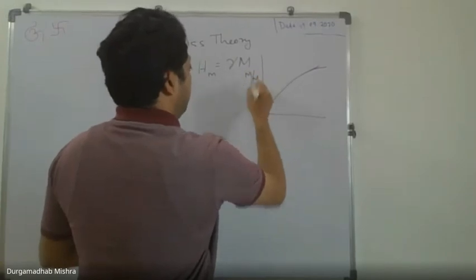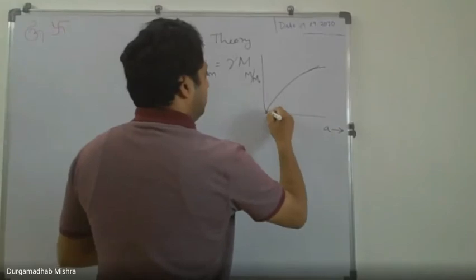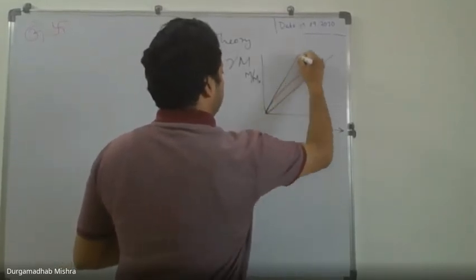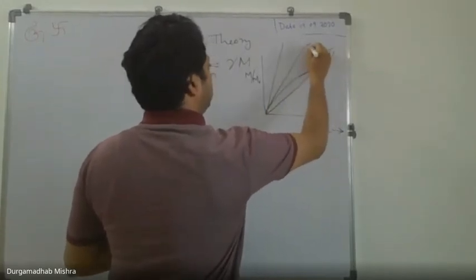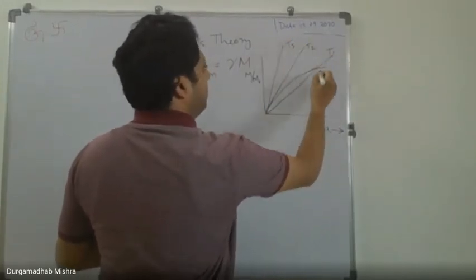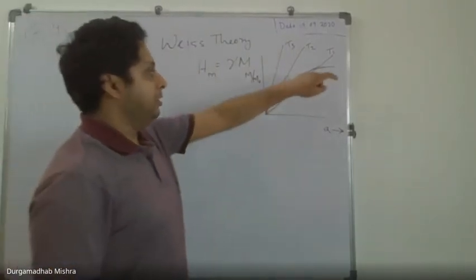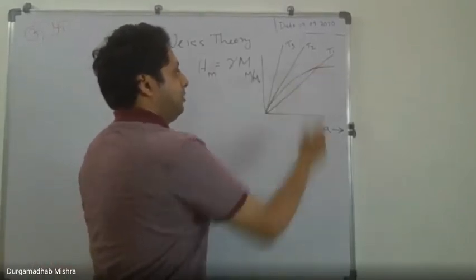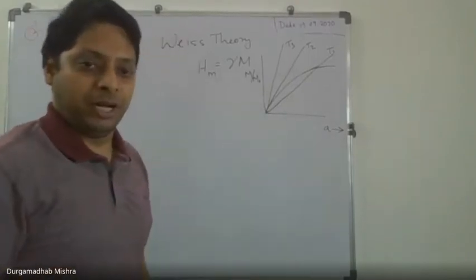And there you saw that this is your M by M naught, and this is A. So depending on the temperature, let's say this is D1, this is D2, this is D3, and this is your magnetization curve. So depending on the temperature, you will have a certain magnetization at this point, a spontaneous polarization.